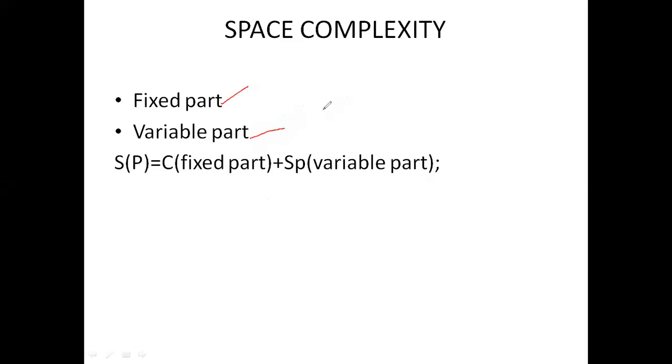For example, for the fixed part we have simple variables or constants. Coming to the variable part, we take arrays as the example. So the fixed part is independent of instance characteristics, whereas the variable part is space for variables whose size depends on the particular problem instance.